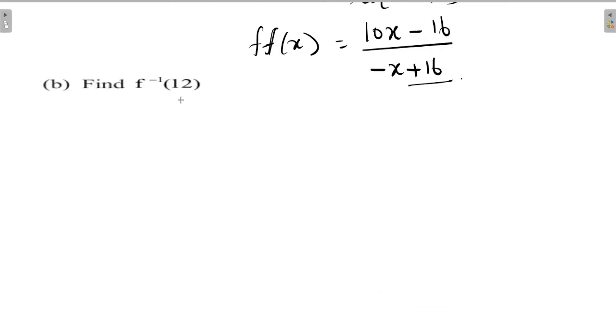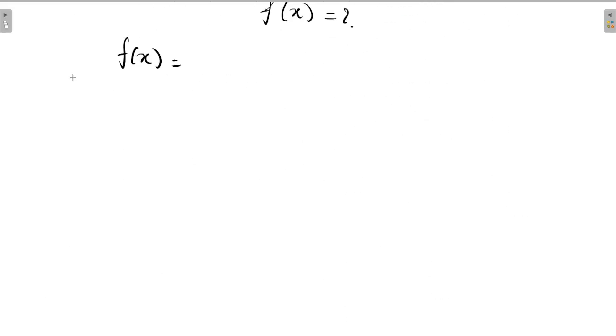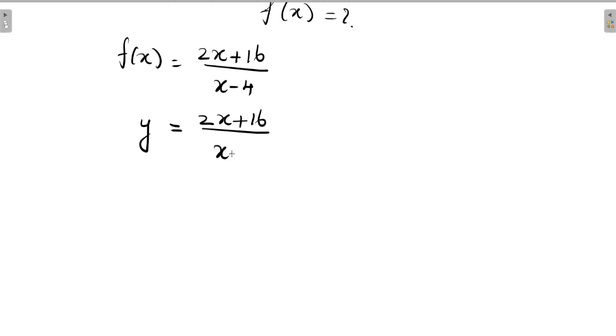Find f inverse of 12. First, let us find f inverse of x. What is f inverse of x? What is f of x? F of x is given as an expression. F of x is 2x plus 16 divided by x minus 4. Let's find f inverse of x. So this expression is y equal to (2x plus 16) by (x minus 4).